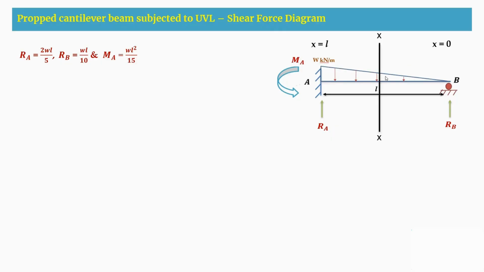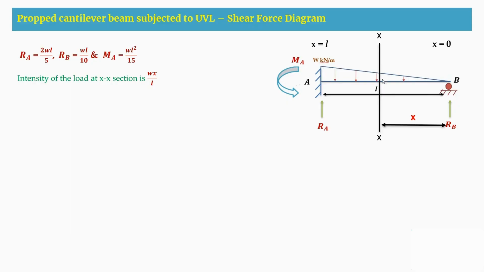Here I am going to take the section XX, which is at a distance of X from the B support. So the intensity of the load, I have to write it here. Why? Because here X is equal to 0 at B, whereas X is equal to L, I am having a W kilonewton per meter.